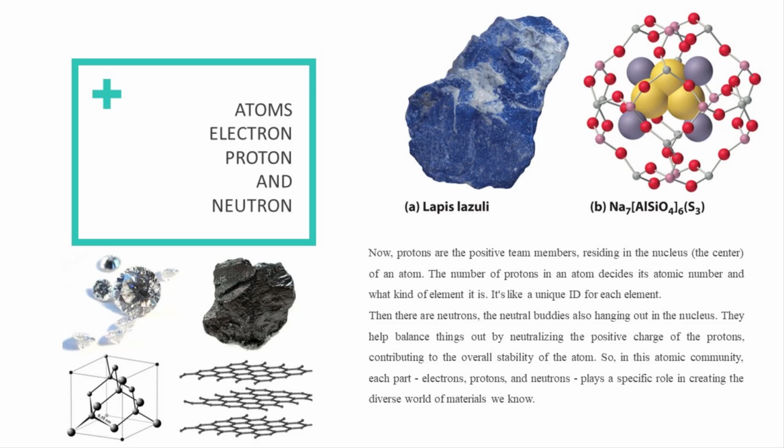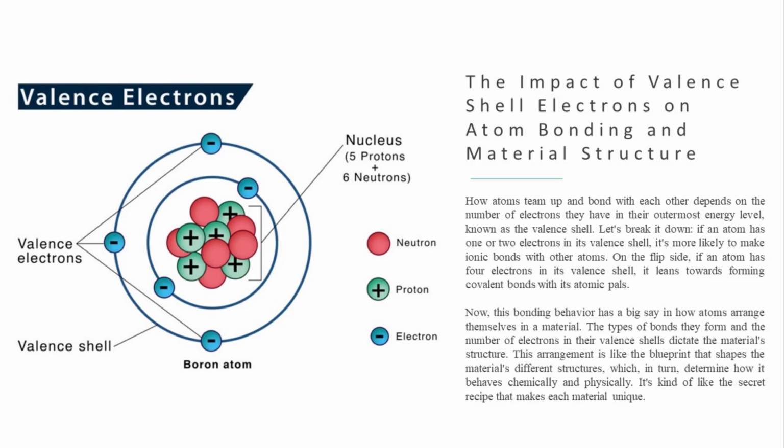On the other hand, neutrons, which are found alongside protons in the nucleus, carry no electrical charge. Their role is to balance the positive charge of the protons, contributing to the stability of the atom. In this way, each component, electrons, protons, and neutrons, is vital in creating the diverse range of materials that we encounter every day. Together, they define the chemical characteristics and the physical properties of the material, playing distinct yet harmonious roles. Let's transition now to a fascinating area, the impact of valence shell electrons.